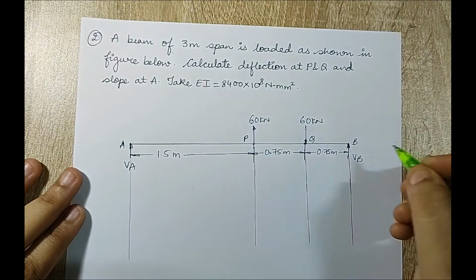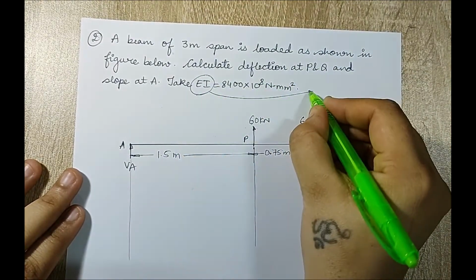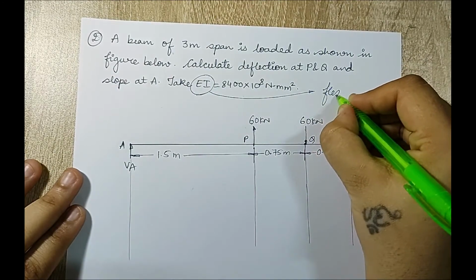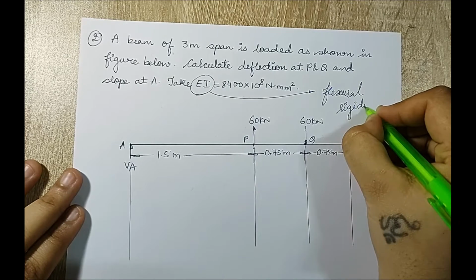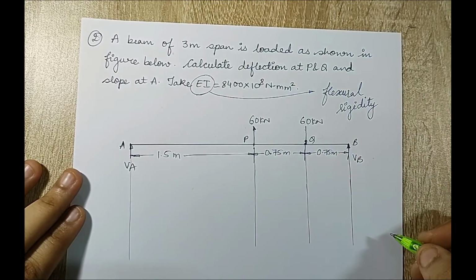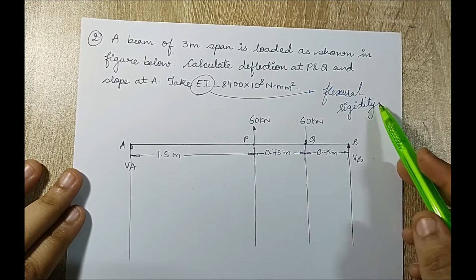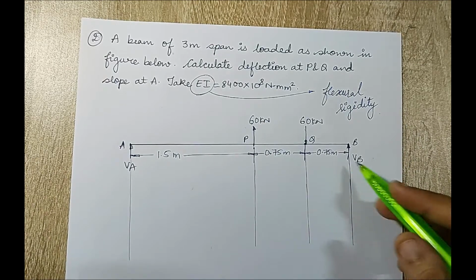There's a hyphen here. E into I. This term has a particular name. It is called flexural rigidity. The term E is called Young's modulus and I is called moment of inertia. When the two terms are written together, it is called flexural rigidity. Now let's start with this numerical.